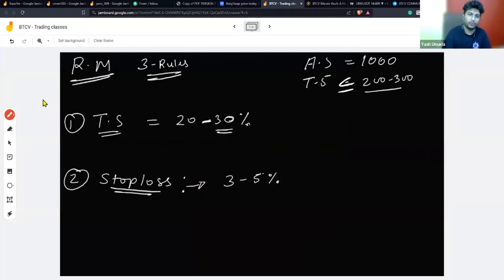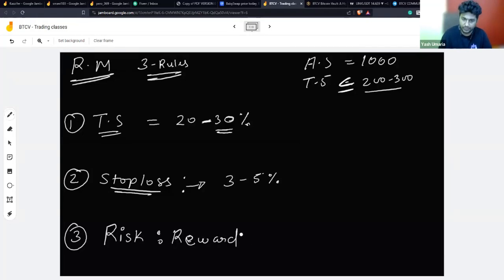Now let's talk about the third point, which is risk to reward ratio. This is important. Your risk to reward ratio has to be greater than or equal to 1:5. It cannot be less than 1:5, at least for the next 8 or 10 months.